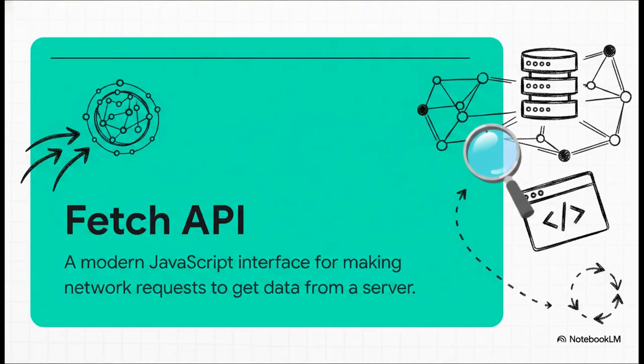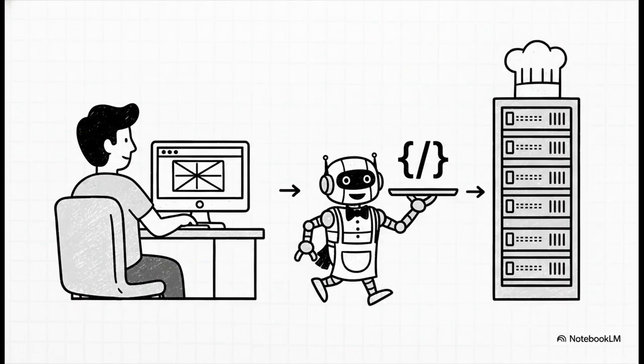Okay, so our site is looking awesome. It's interactive, but it's still kind of in a bubble, right? How do we get information from the outside world into our house? For that, we use something called the Fetch API. Now, the official definition is that it's a JavaScript interface for making network requests. But what on earth does that actually mean? Let's break it down. It's super simple, actually.